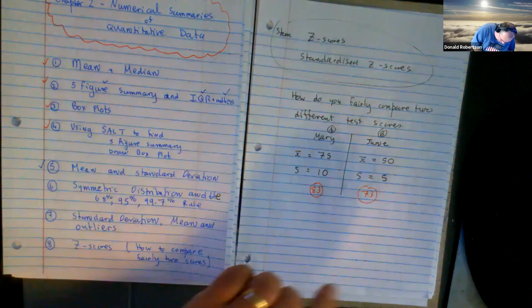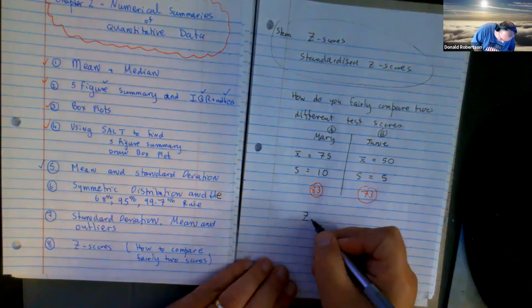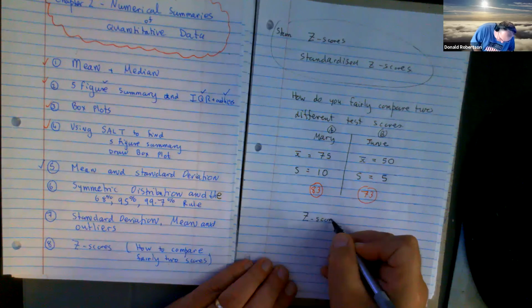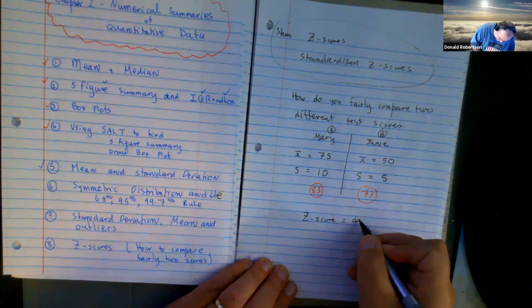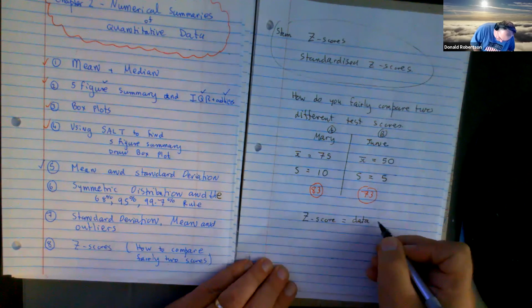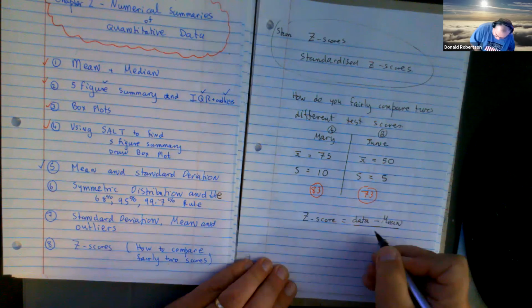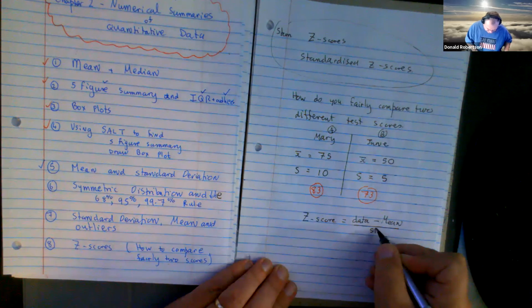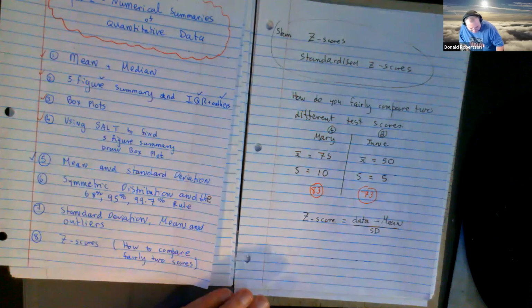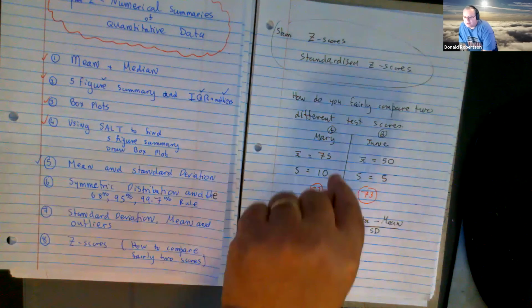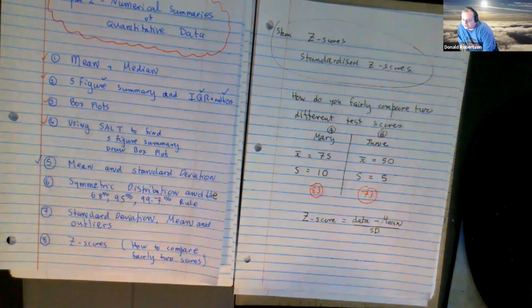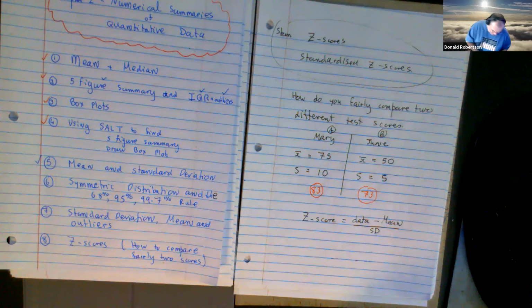This is the formula for getting a Z-score. In English, it's data, take away the mean, divided by the standard deviation. So I'm going to do a Z-score for Mary and a Z-score for June. Whoever gets the biggest Z-score is the person who did best, right? Big is best in this context, right? So let's do Mary first.